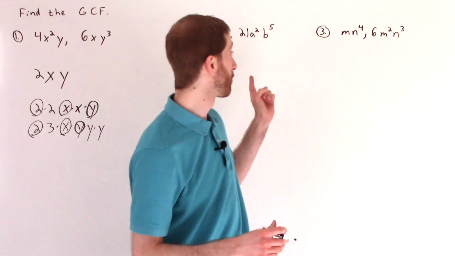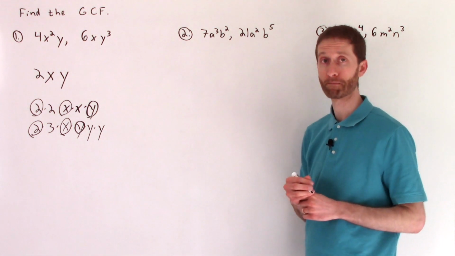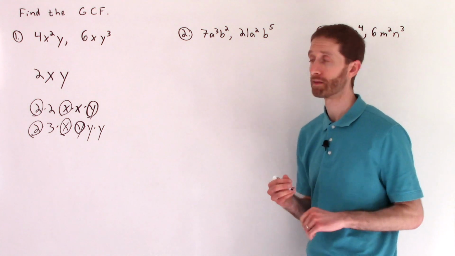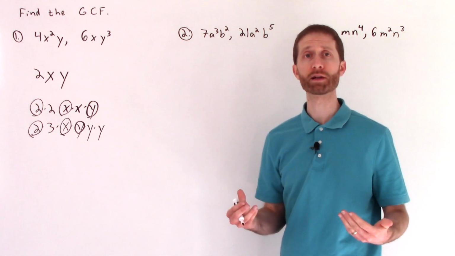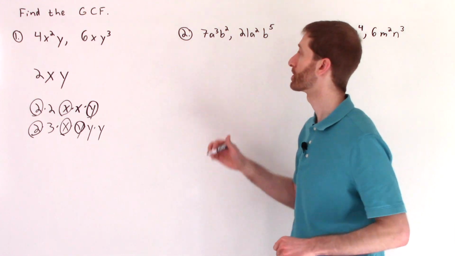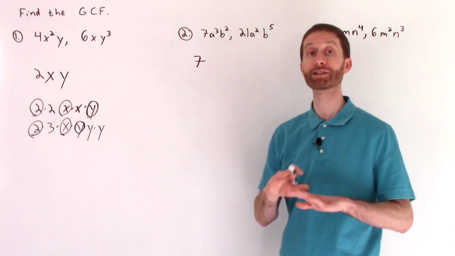Let's do it. So right over here, I've got 7a cubed b squared and 21a squared b to the 5th. So the greatest common factor between 7 and 21, what's the highest number that goes into both of them? 7. 7 divides into itself and into 21 evenly. So we've got our coefficient nailed down.